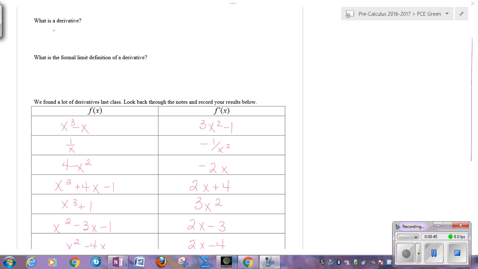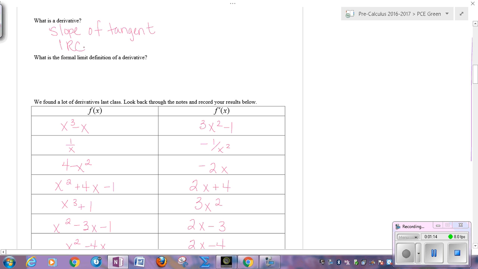So let's recall what a derivative is. Remember that a derivative is just the slope of your tangent or slope of your curve. We also call that your instantaneous rate of change. So anytime they ask you for the instantaneous rate of change, they ask you for the slope of the curve at a certain point, that's when you're looking for your derivative. So IRC, instantaneous rate of change.